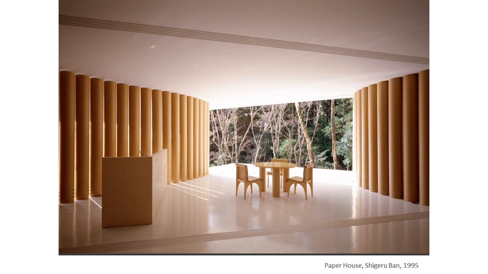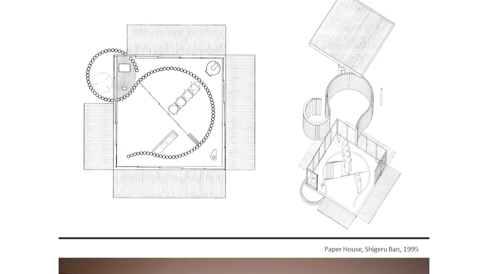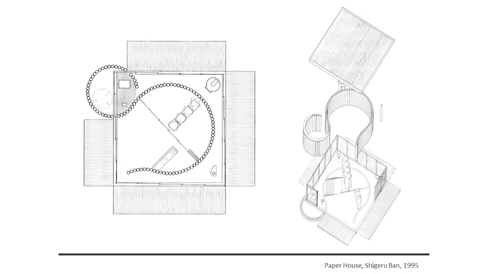And here you can also see, if I go back, these glass panels, movable panels, they refer to these shoji panels, the traditional Japanese architecture solutions.